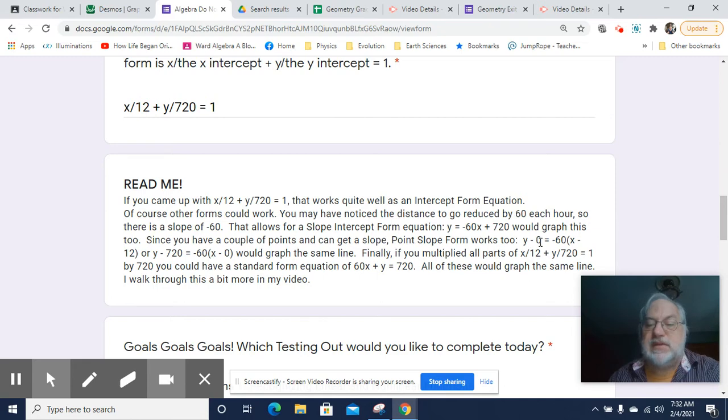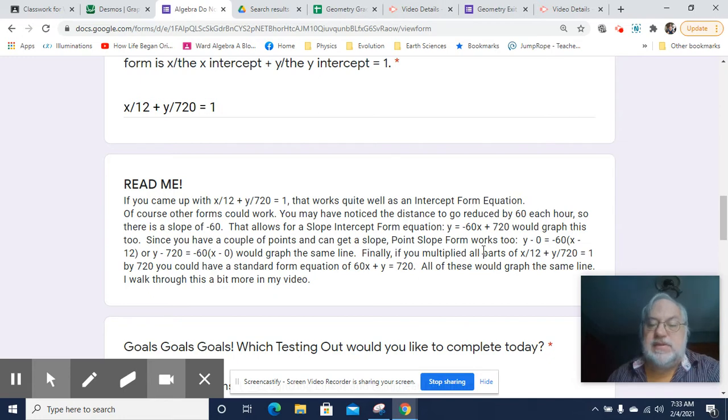It'd be y minus 0 equals negative 60 times x minus 12. So if you use the point (12, 0), or if you use (0, 720), you can do y minus 720 equals negative 60 times x minus 0, assuming you worked out the slope.